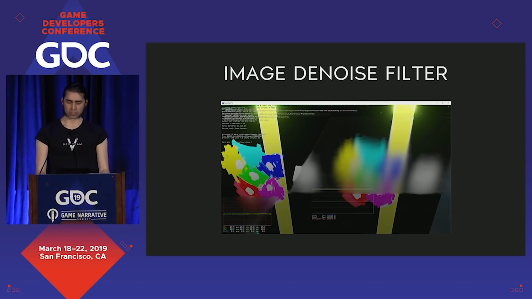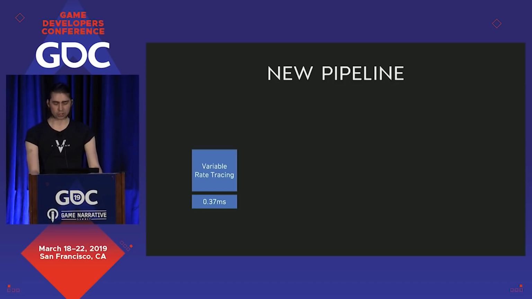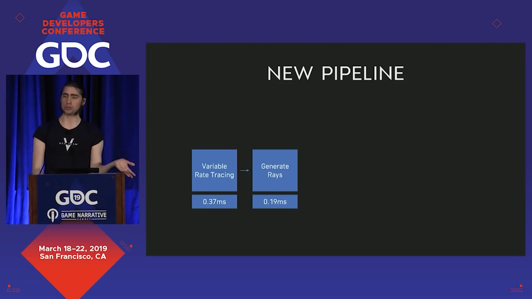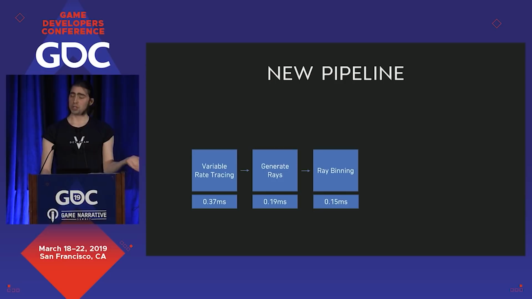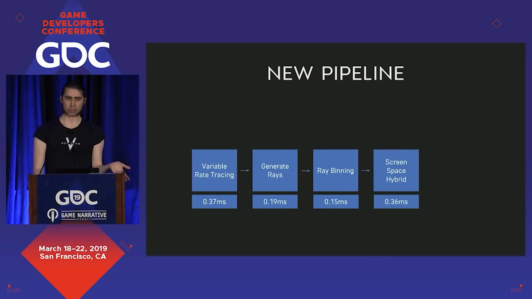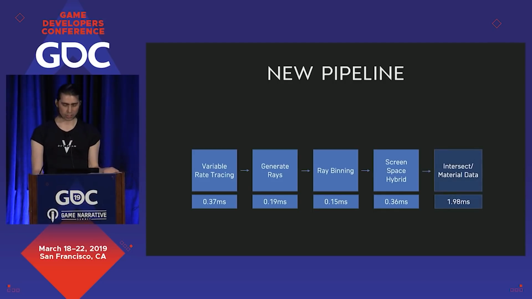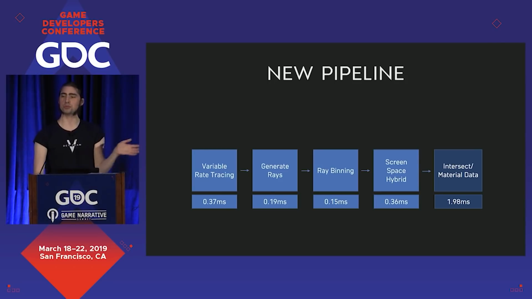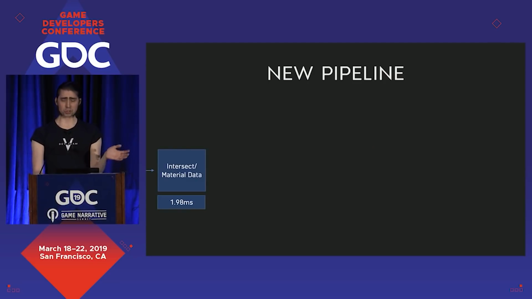So now we have our new pipeline. We start off with variable rate ray tracing, in the range of 0.37 milliseconds. We generate some rays, which takes about 0.2 milliseconds. We do the binning, which takes about 0.15 milliseconds. Screen space hybridization takes about 0.36 milliseconds. Then the actual trace costs us about 2 milliseconds. So most of the work up to here has been pretty cheap compared with the actual trace, and it all makes the ray tracing much faster. The screen space tracing gets rid of about 40% of our rays.